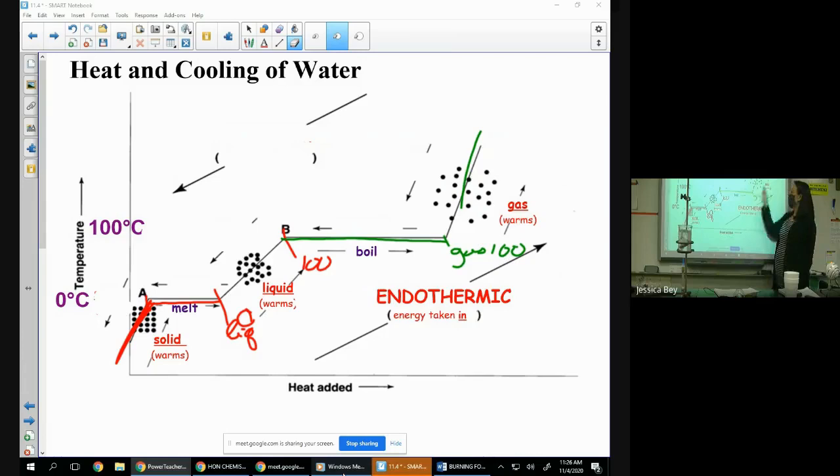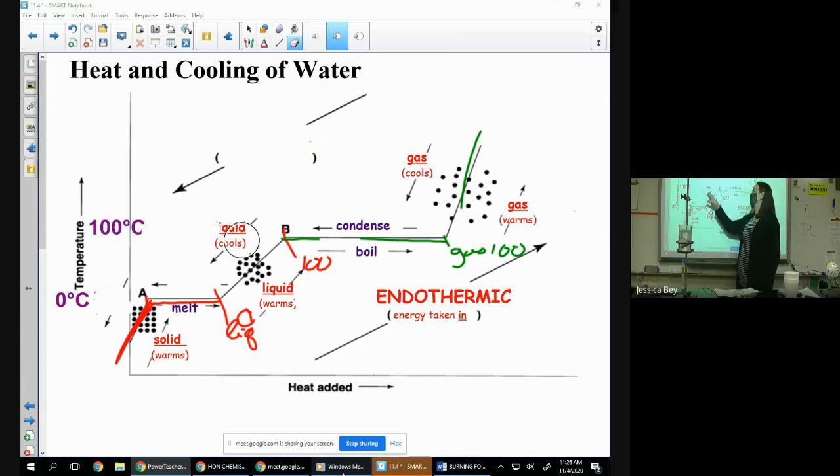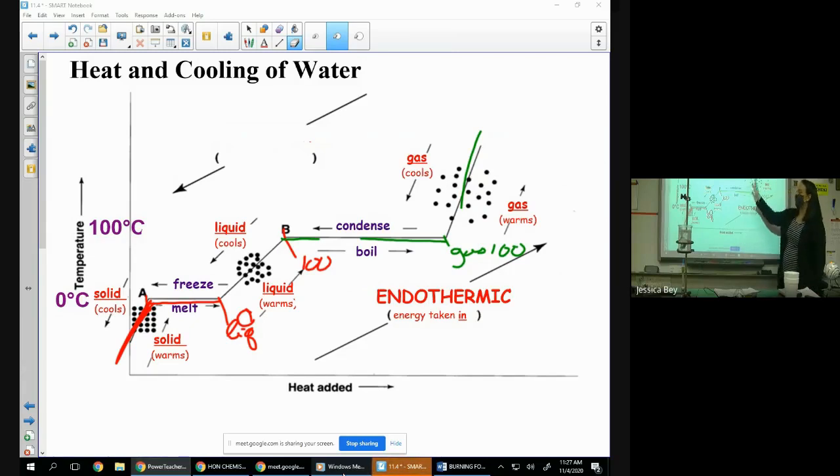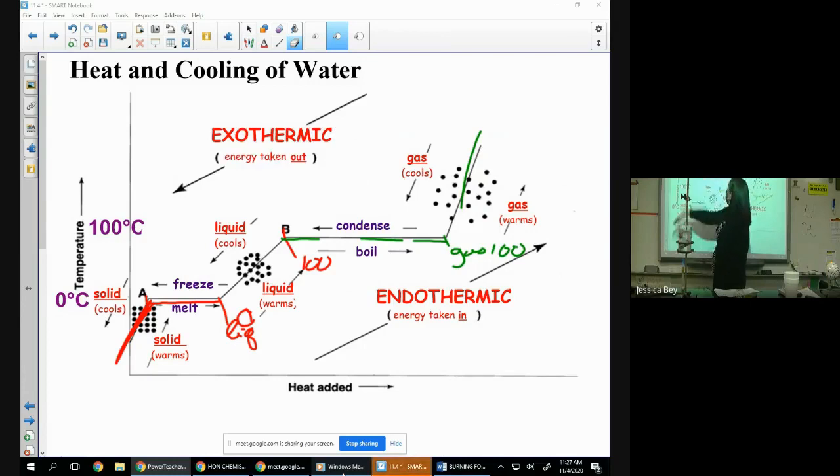Okay. You can go back down. My gas can cool. It can condense at 100. My liquid can cool, and it can freeze at 0, and then my solid can cool down again. In order to do those things, to cool and to condense and freeze, you need to remove energy, and that is exothermic. You take energy out of it, and it's an exothermic process. Okay? So we're feeling good with that.